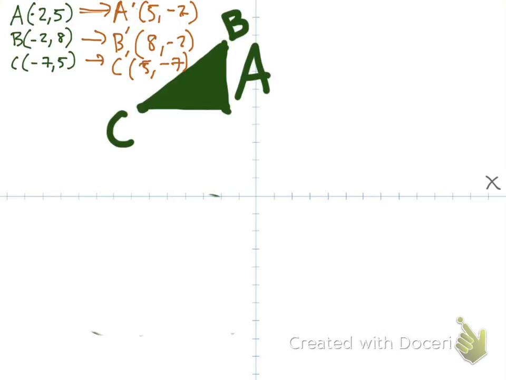Okay, now it's maybe even hard to completely imagine what it's going to look like when you reflect it over this line. But let's just graph the coordinates that we came up with and see what happens. We have 5, -2. 1, 2, 3, 4, 5, -2. This is now A prime. Then we have 8, -2. That's going to be here. And that's B prime. And then we have 5, -7. 1, 2, 3, 4, 5, 6, 7. Right here. C prime.